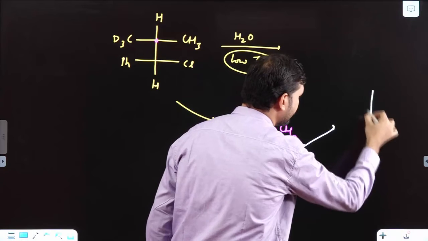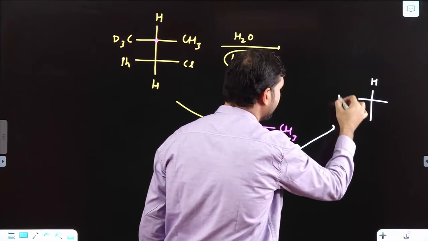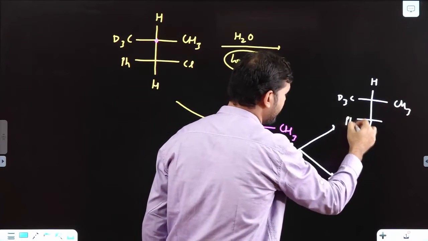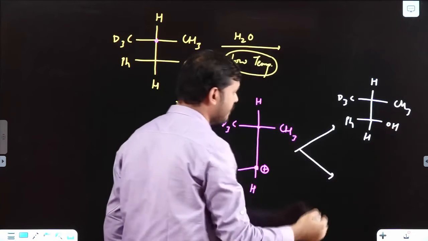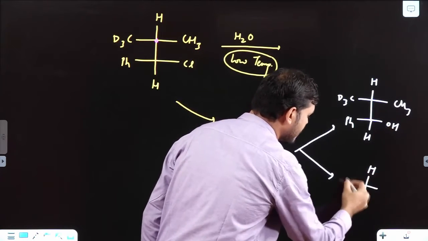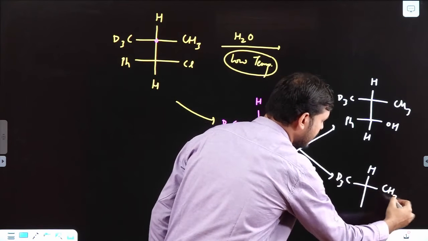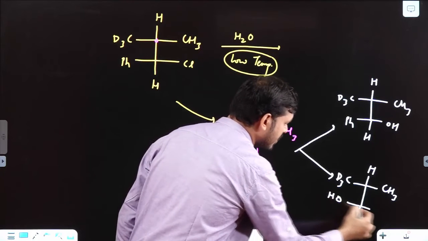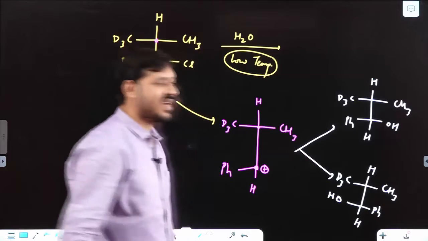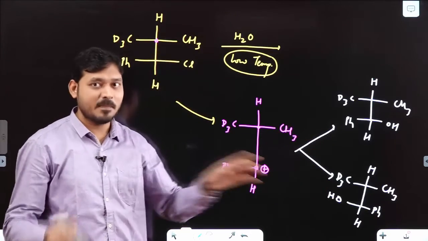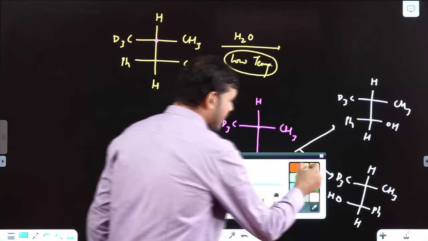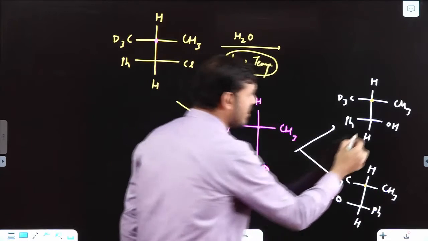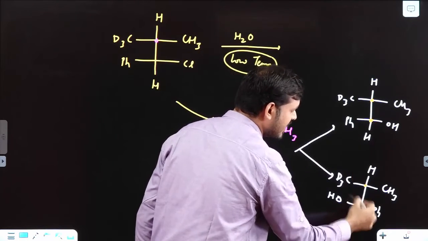What are the products possible? One product is when HCD3 CH3 as it is, Ph, H and OH. Okay, and another product will be HCD3 CH3. Now this will turn over. Then I can say, suppose this is OH, Ph this side and H. So you can understand here you are getting two different products, but the configuration of this part is same. The configuration of this one and this one is different.